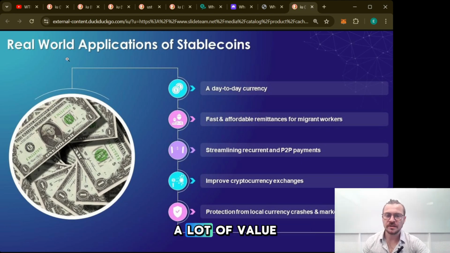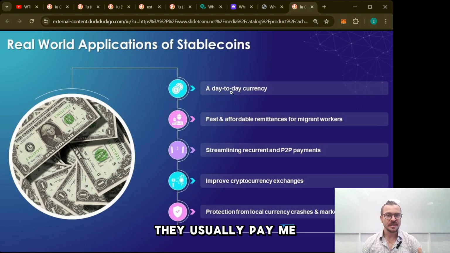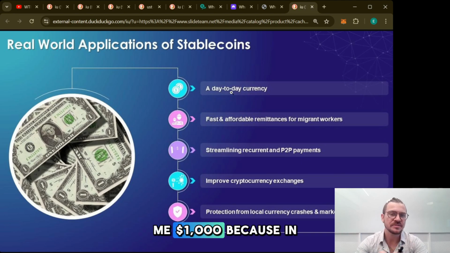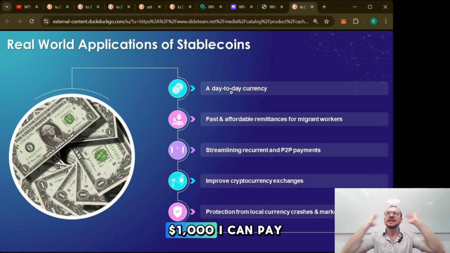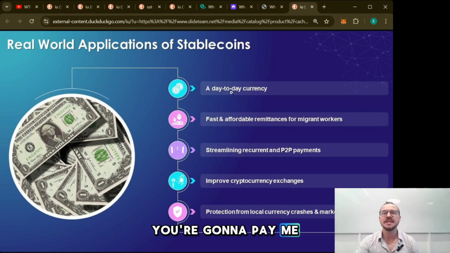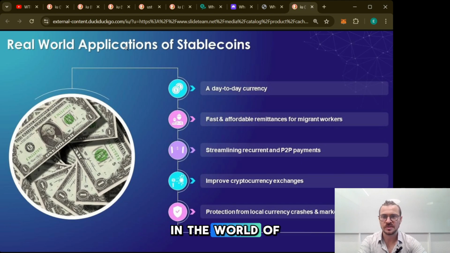Well, stablecoins provide a lot of value, right? So, day-to-day currency. For example, if I'm going to do some work for a client, they usually pay me in a stablecoin because it's much easier to measure. I say, okay, you need to pay me $1,000, because in my head I know I can pay my rent with $1,000. If I say you're going to pay me in ETH, it's a lot harder to know if I can pay my rent with that, because ETH goes up and down. Maybe they give me the $1,000 and then I use it to buy ETH. Okay, fine, that's my choice. But oftentimes in the world of crypto, you get paid in stablecoins because it's much easier to measure.